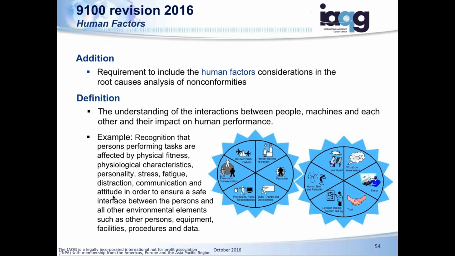Human factors. Human factors shows up in a couple of different places. What I'd like to focus on here, though, is the human factors that are part of corrective action. Sometimes when we see causal analysis for corrective action, it will say human error. Well, why was there human error? What's the next why or series of whys? That's been a requirement within 9110 for a while. Now there's a requirement within 9100.